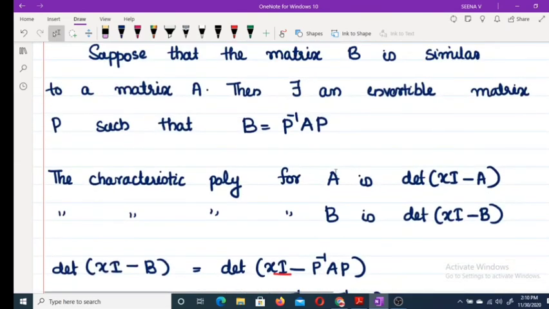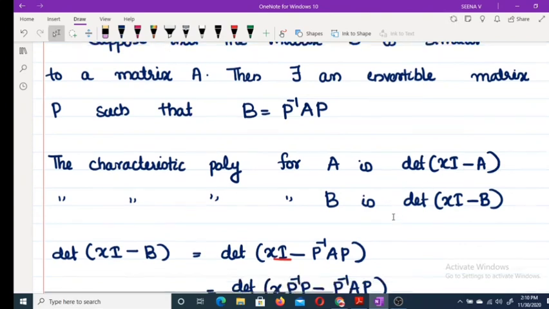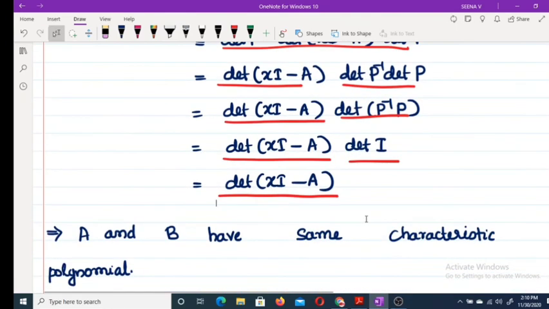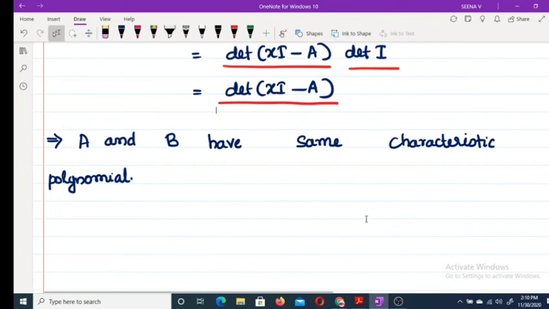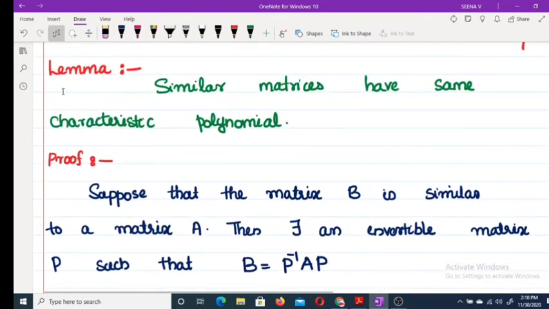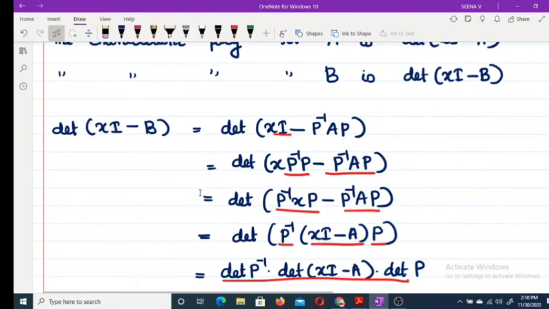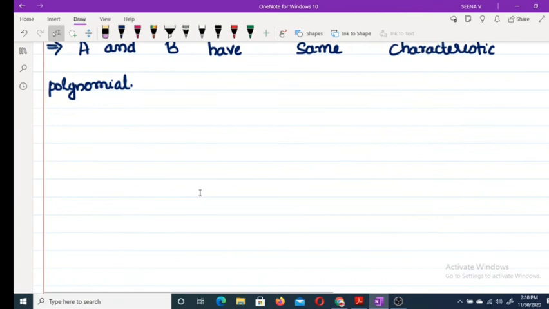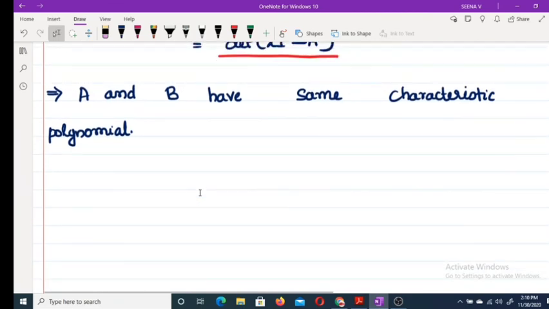Now here the characteristic polynomial for A is determinant xI minus A. The characteristic polynomial for B is determinant xI minus B. Here we get determinant xI minus A is the same as determinant xI minus B. Therefore A and B have the same characteristic polynomial. Okay. Here we have proved similar matrices have the same characteristic polynomial. This is one of the most important results. Okay, that's all for today's class.